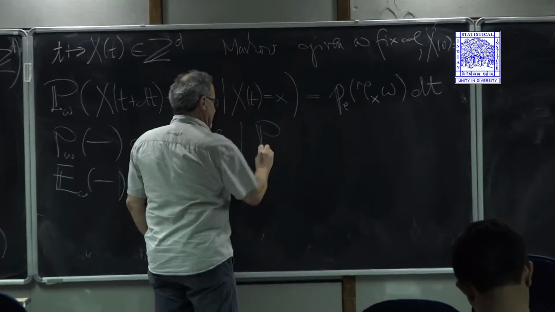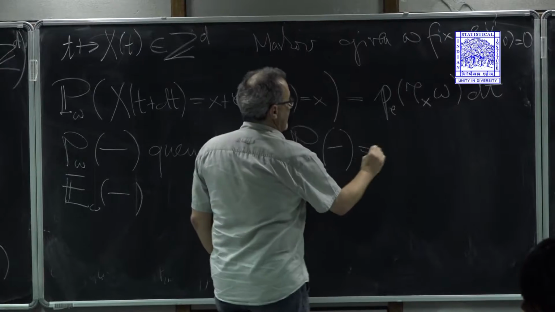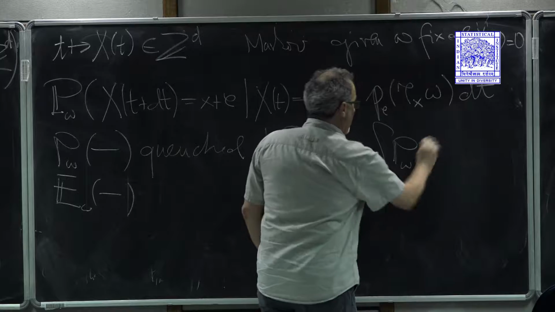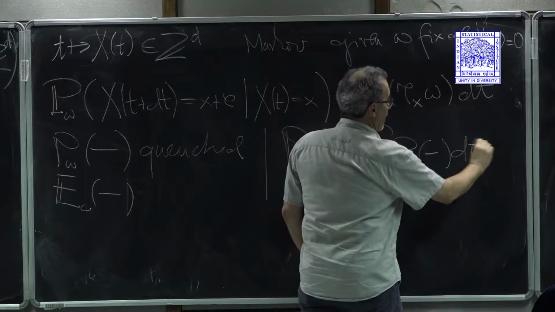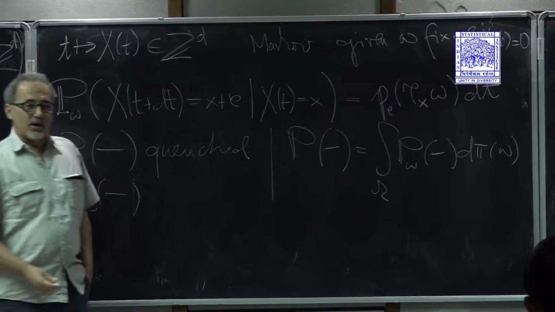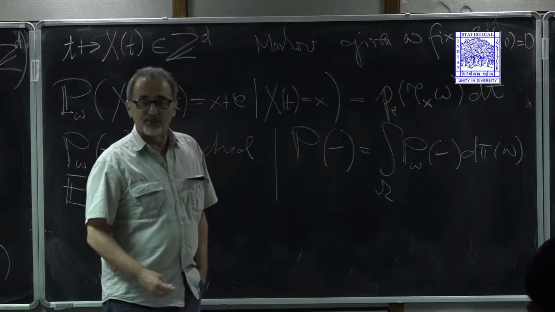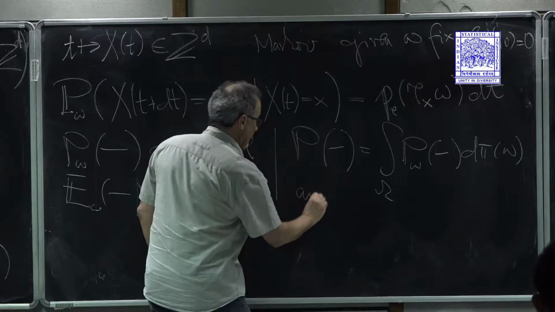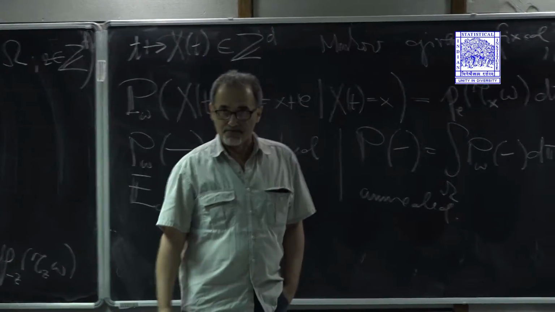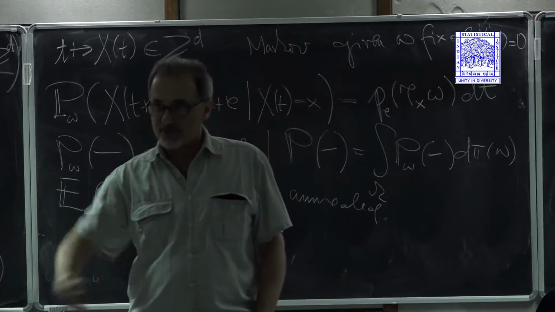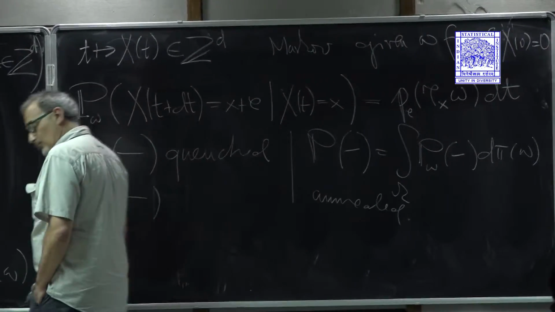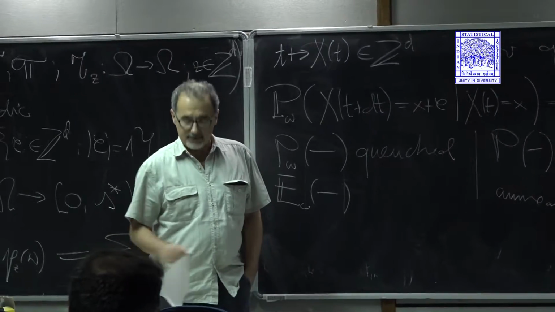And when you don't see that, that means the integral over omega of P_omega of the event d pi omega, and with the expectation the same. This is what, with a bad usage of words in probability, is called annealed. It's better to call it averaged quenched, the quenched averaged out with respect to pi. Annealed means something different in physics, but I will still use that term, knowing that it's not a very good term.